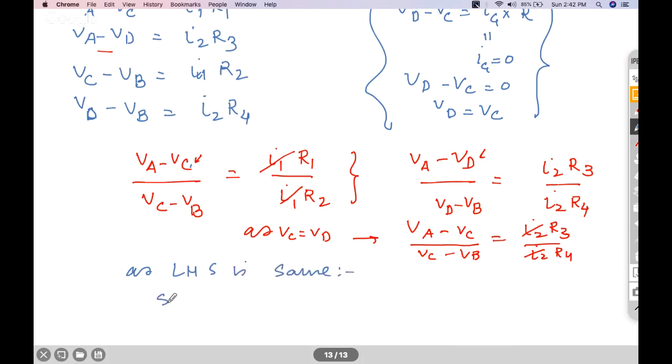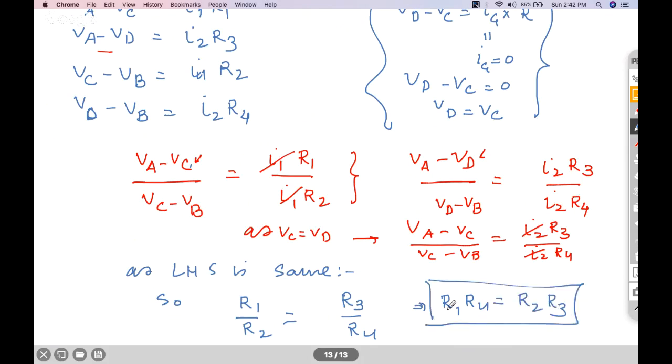So here Va minus Vc as LHS is same, so R1 by R2, RHS would also be same. R1 by R2 is equal to R3 by R4, or I get R1 R4 is equal to R2 R3. So this is the condition for Wheatstone bridge to be formed. Did you understand it? Yes or no?